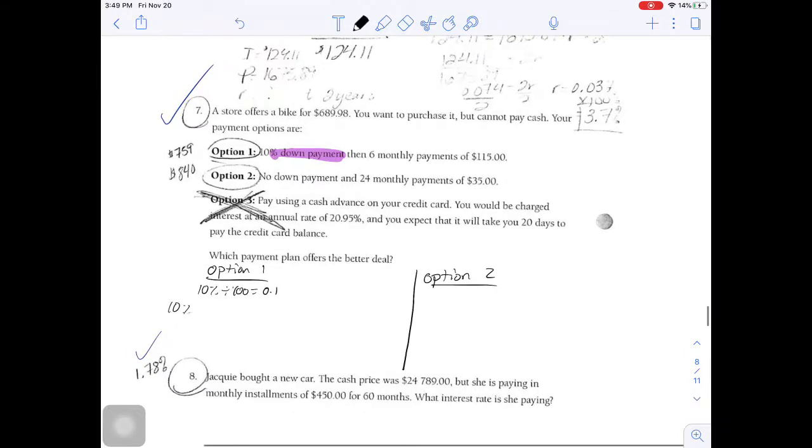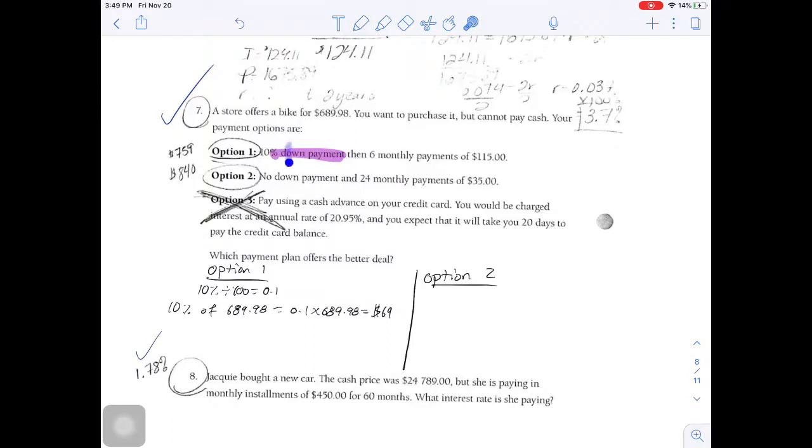10% of $689.98 is 0.1 times $689.98. You plug that in your calculator there, and you're going to end up getting roughly $69. So our down payment will be $69, and then for 6 months, we're going to pay $115 every month. So to figure out how much the bike will cost, it'll be $69 plus 6 times 115.